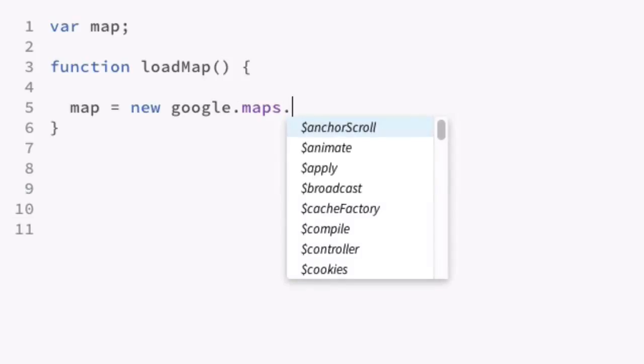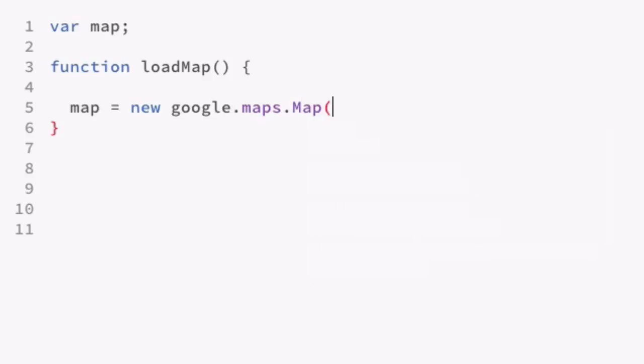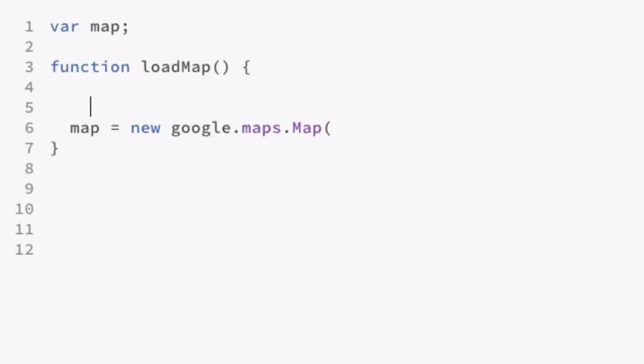And what we're going to want to do is use the new keyword and then define google.maps, and then after this is where we define all our classes and methods and properties. So we're going to define the map object. Now the first parameter we want to pass in is the DOM element. So what we need to do is actually get that value.